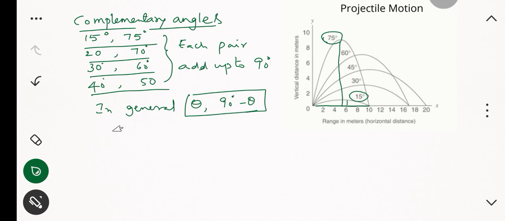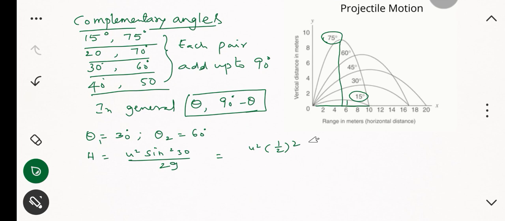So let us say theta 1 is equal to 30 degrees and theta 2 is equal to 60 degrees. h1 is equal to u square sin square 30 divided by 2g, whose value is equal to u square into 1 by 2 whole square, because sin 30 is 1 by 2, divided by 2g, which is equal to u square into 1 by 4. By simplifying we get u square by 4g.